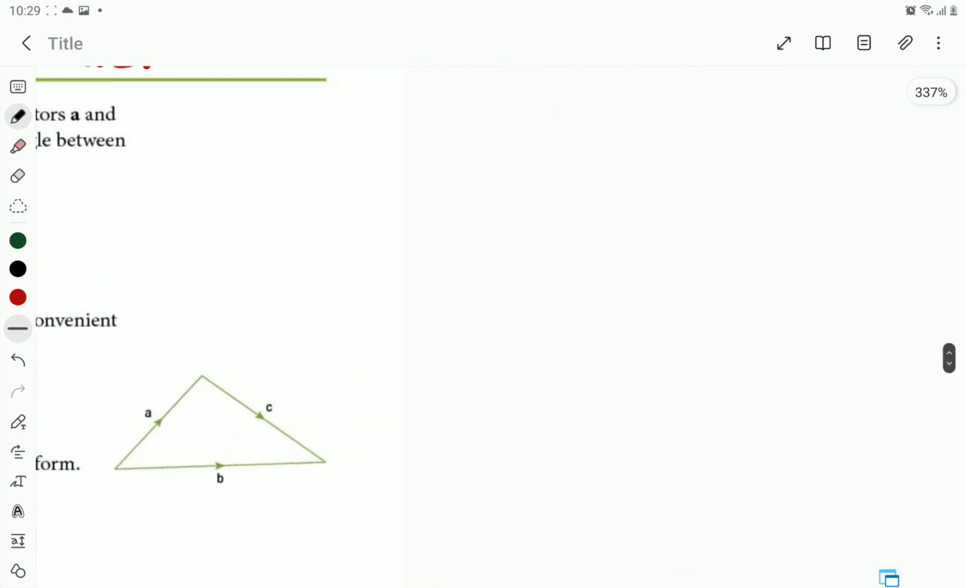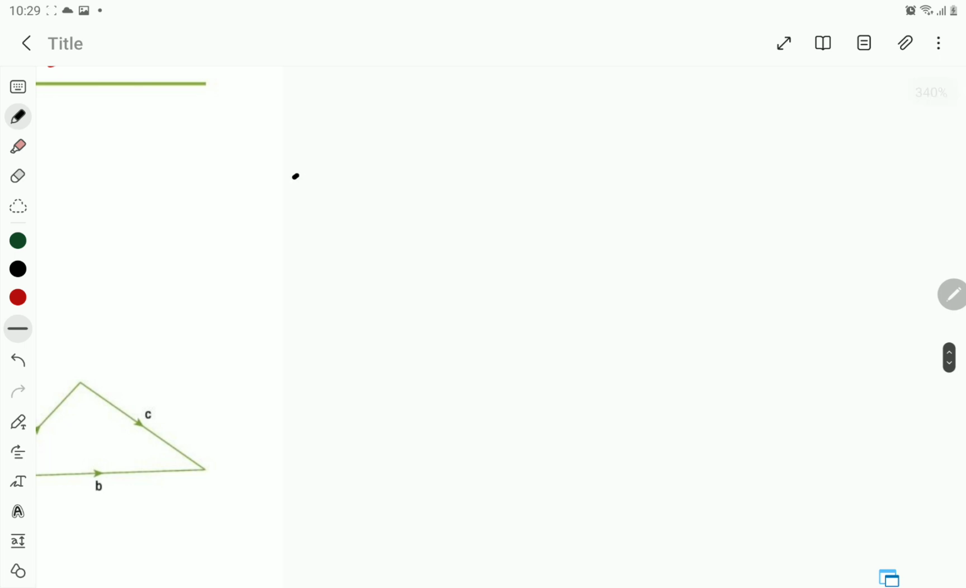So let's say that I have this angle, and let's say this is vector A, and this is vector B, and let's say that vector A is equal to 5 cm, and let's say that vector B is equal to 4 cm, and let's say that the angle between them is equal to 60 degrees. So what will be the dot product of vector A dot vector B?